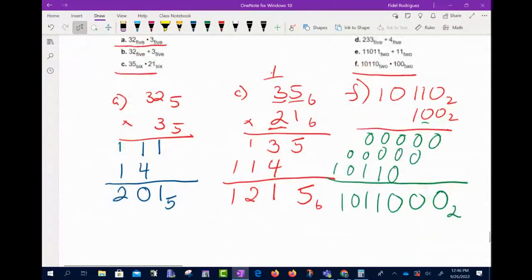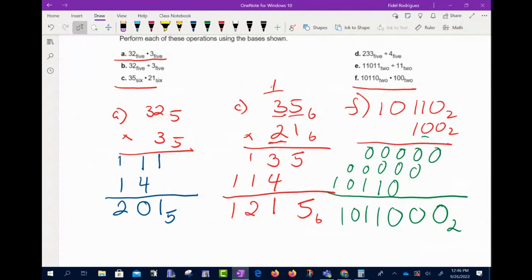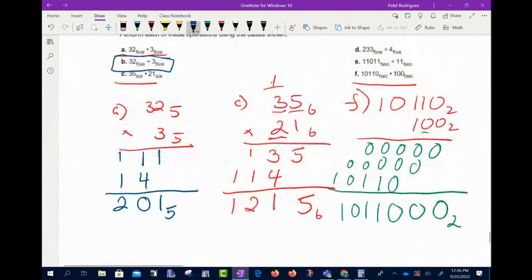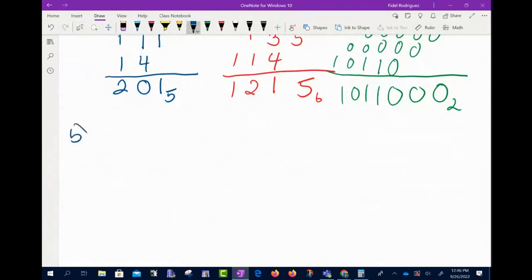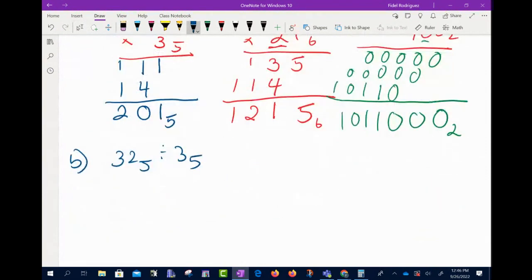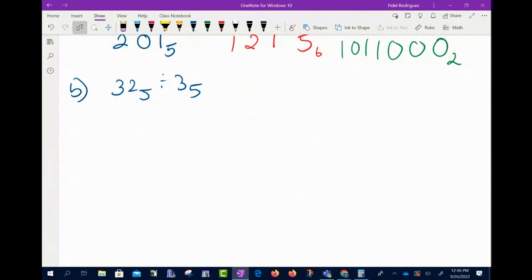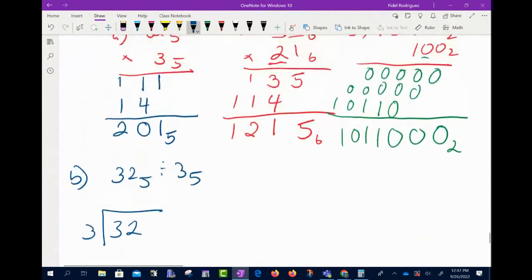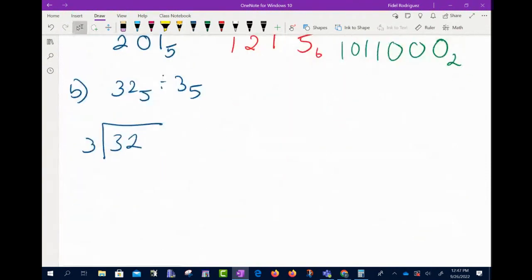Okay, so y'all, look, we did the multiplying ones. Let's come back, let's do the division problems. So I want to think about this number. This is 32 base 5 divided by 3 base 5. Okay, this is part B. 32 base 5 divided by, what was it, 3? Yeah, divided by 3 base 5. Okay, so I'm going to do my division just like the way we've done before. Is that a 3? Yeah, it's a 3.